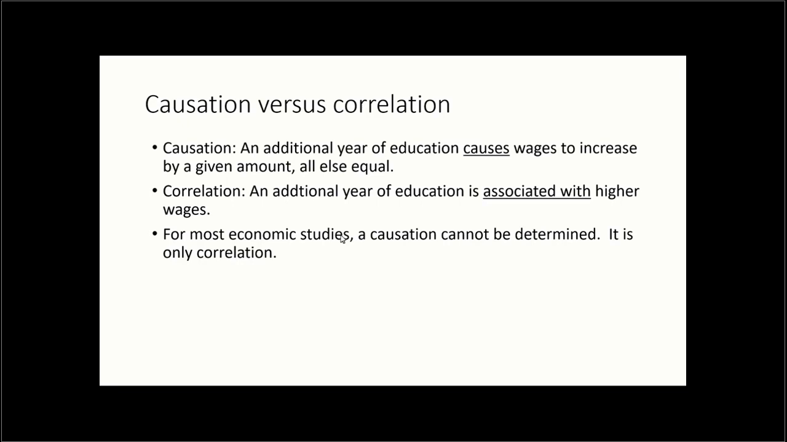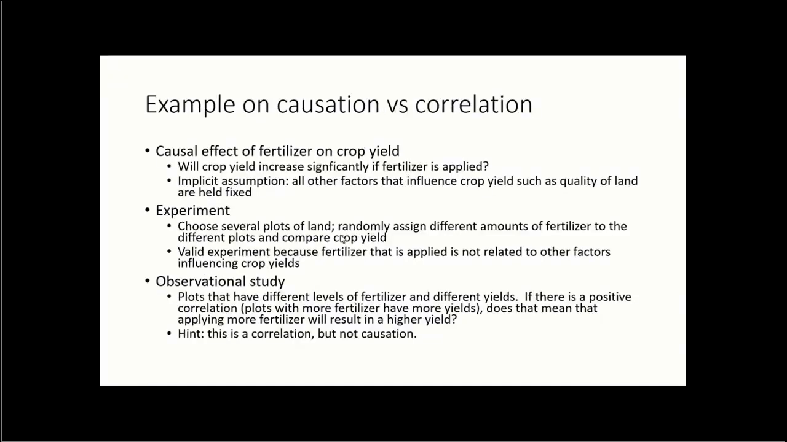And so for most economic studies, causation cannot be determined. It's only a correlation. So saying "is associated with" is better practice than saying "causes" when we interpret, say, regression results. Let me give you two examples of causation versus correlation.